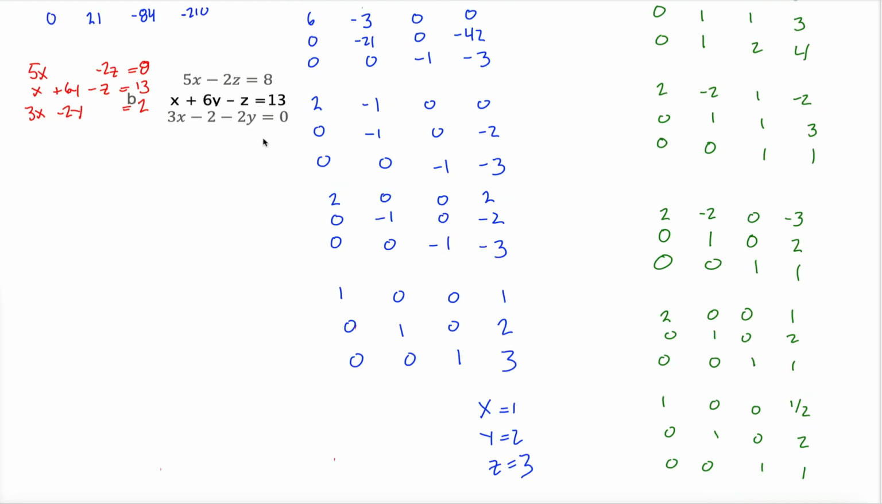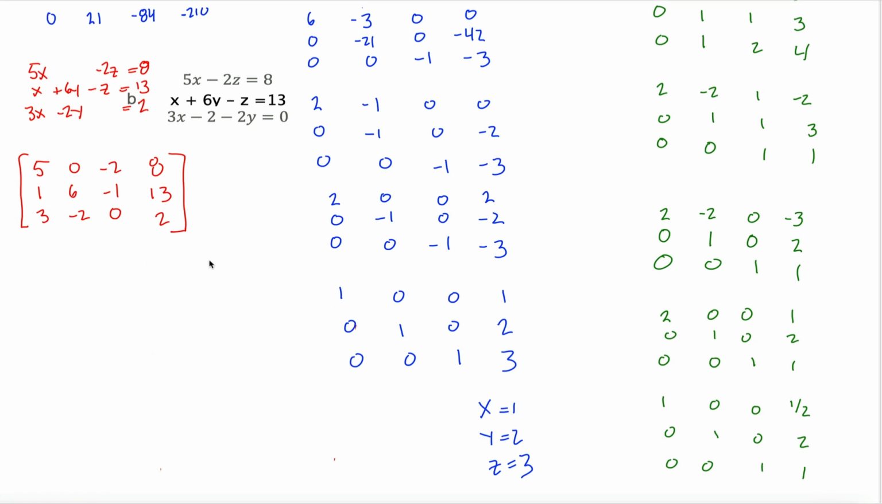This video is getting kind of long, so I don't think I want to actually solve this system of linear equations. I think all I want to do is turn this into a matrix. So it'd be 5, 0, negative 2, 8 on the first row, 1, 6, negative 1, 13 on the second row, and 3, negative 2, 0, 2 on the third row. And then leave this as an exercise for you to do. You can try reducing this matrix. It's pretty hard to do, but I think you're capable of doing it.